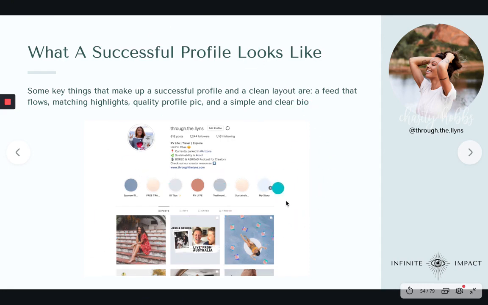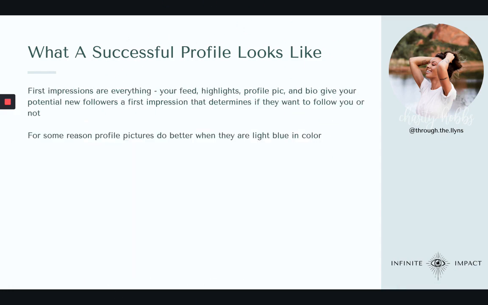You can see my overall colors and theme are this kind of like blue and mauve pink. I have a few yellows in there as well. My profile picture matches. My bio is clear. It tells you exactly who I am as a person, what I do. And yeah, this is really going to attract followers. When they land on your page, they're going to see, oh, this looks really good. I want to follow this person. So first impressions are everything, right? Your feed, your highlights, your profile pic, your bio. Give your potential new followers a first impression that determines if they want to follow you or not.